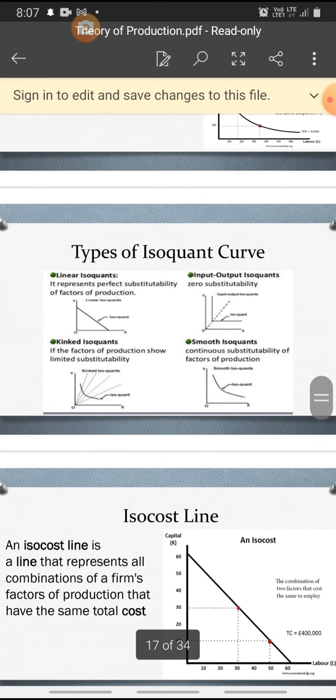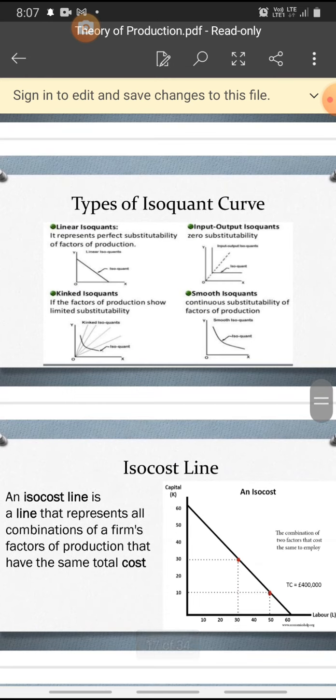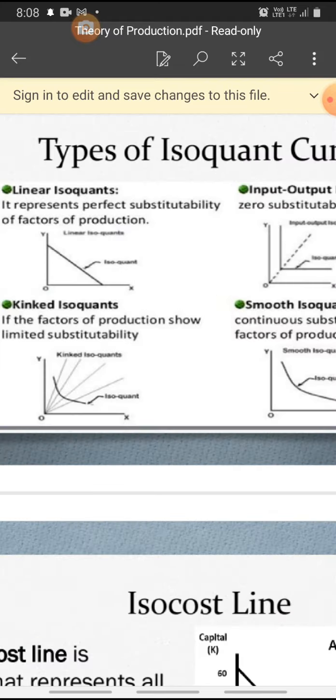Then what are the types of isoquants? First one is the linear isoquant. It represents perfect substitutability of factors of production. We are substituting one factor for another. So linear isoquants give perfect substitutability and linearity. That means we get a straight line isoquant. The first picture gives the linear isoquant.